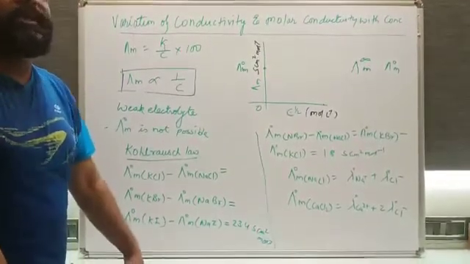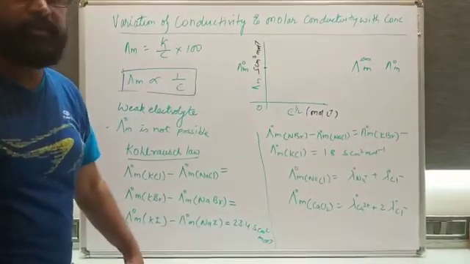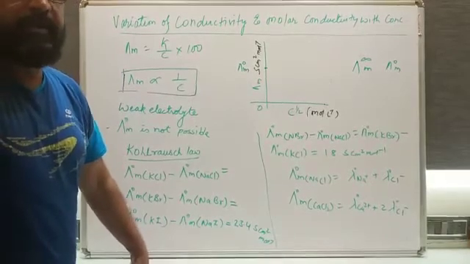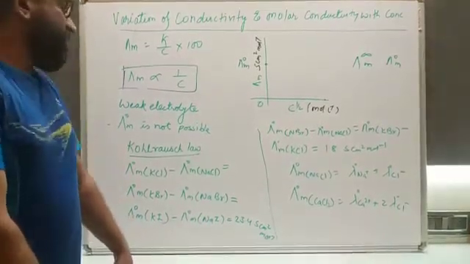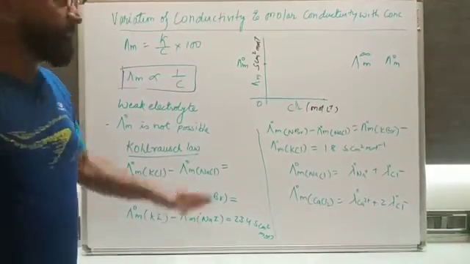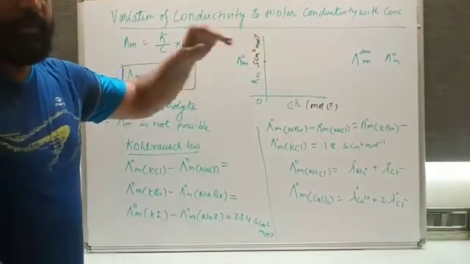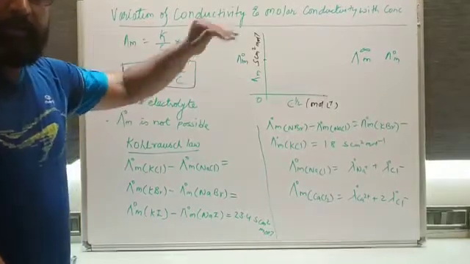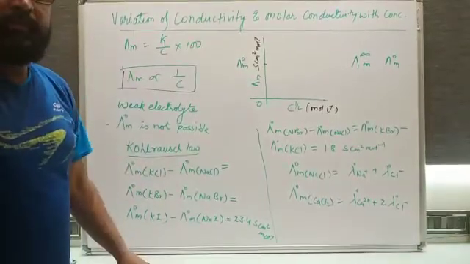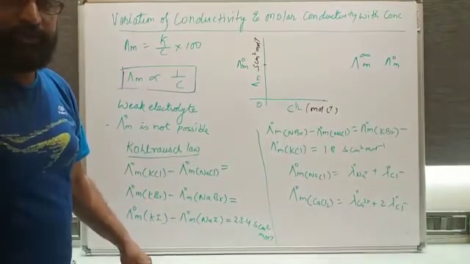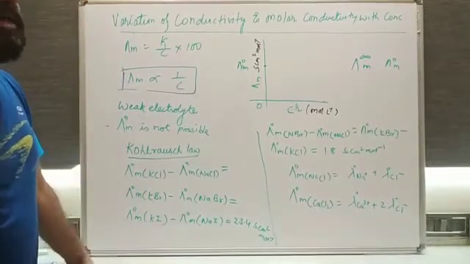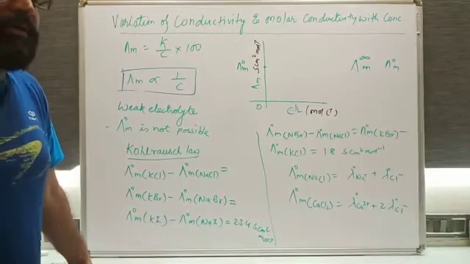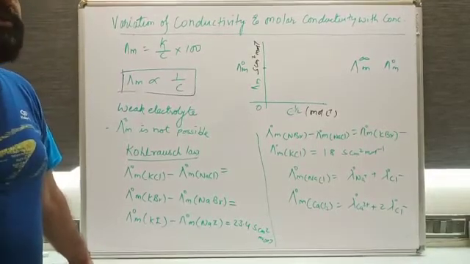So in the strong electrolyte, you have seen that we can obtain the limiting molar conductivity by infinite dilution. But coming to the weak electrolyte, we have seen by drawing the graph that we can find the limiting molar conductivity by extrapolation of the graph. Right, now the next thing is for the weak electrolyte. You know that weak electrolyte means the dissociation is very low.